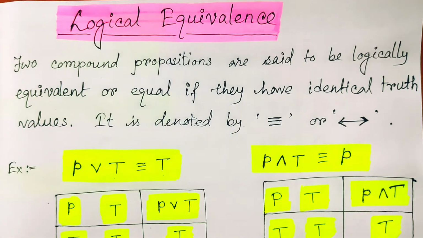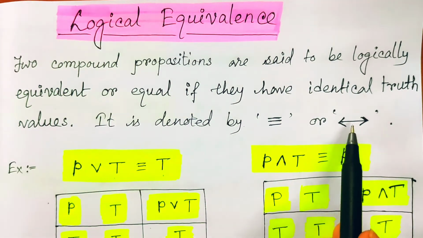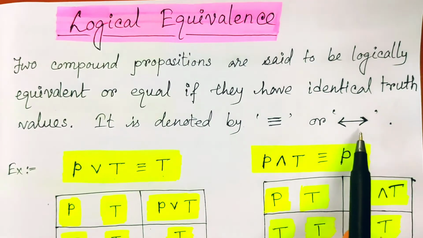So what does it mean? Two propositions are there, either compound propositions or simple propositions. If we calculate their truth tables separately, for the one compound proposition a truth table, and for another compound proposition another truth table, and at the end of this calculation we find that both the truth tables are exactly the same, then we can say these two propositions are equivalent, better to say logically equivalent, and it is denoted by this symbol. Otherwise this is denoted by the biconditional sign also.